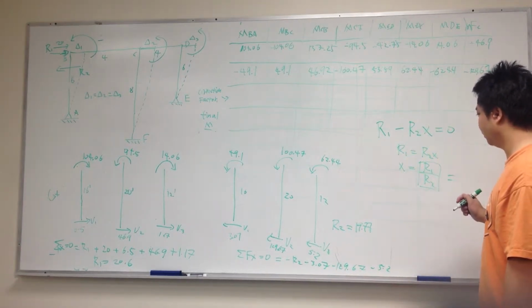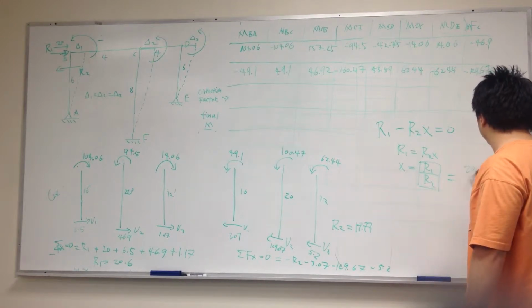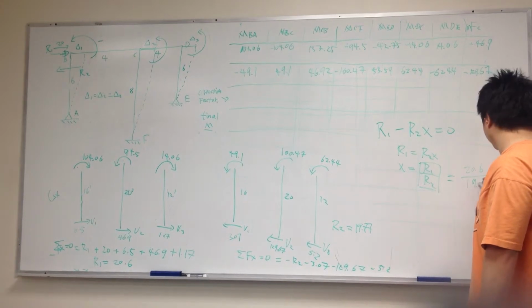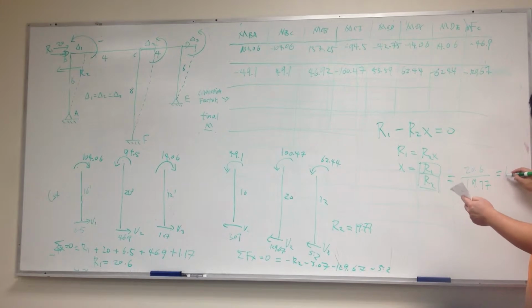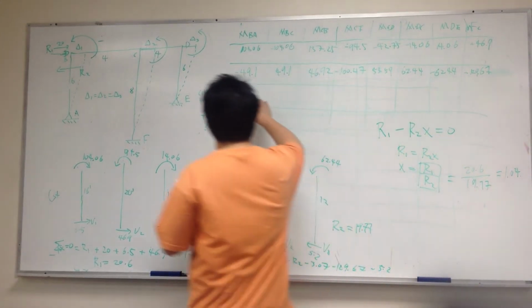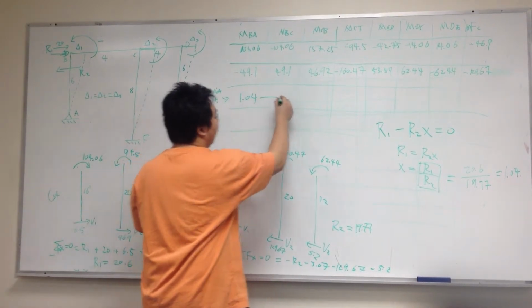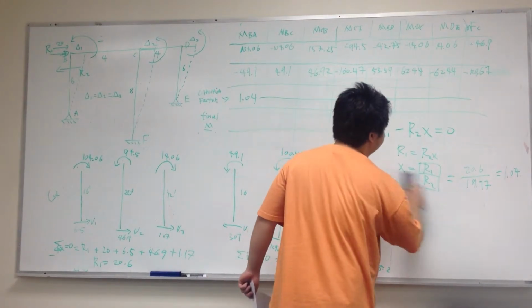For R1, R2. R1 we get 20 over 6, and for R2 we have 19.77. So your correction factor is going to be 1.04. So for this one, correction factor is 1.04, and it's for all of this. So the last step.